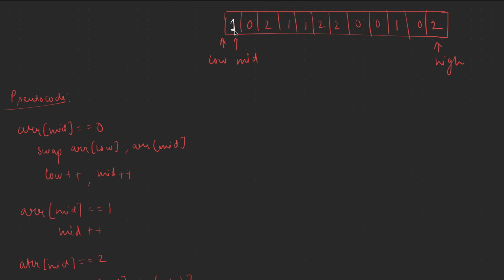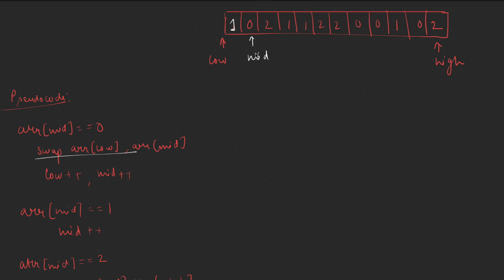Now our first element is 1. So what do we need to do now? We need to swap low and mid. Sorry, the first element is 1, so we just need to increase the mid pointer. Mid comes here. Now what do we do? The mid element is 0, like array of mid equals 0. So we swap array of low and array of mid.